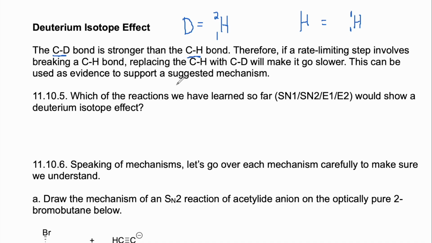And so if you have to break a carbon-hydrogen bond in a rate-limiting step, you can test that out. You can experiment by replacing the hydrogen with deuterium and seeing if the reaction goes more slowly. And so people who are trying to figure out mechanisms can use this to see whether a hydrogen bond breaking is part of the rate-limiting step. So let's take a look at our reaction mechanisms and see where we would notice this deuterium isotope effect.